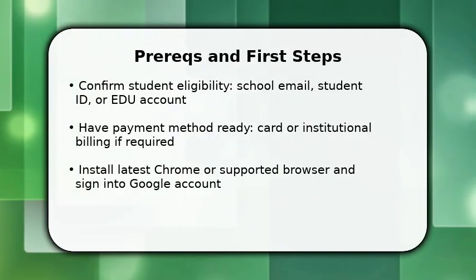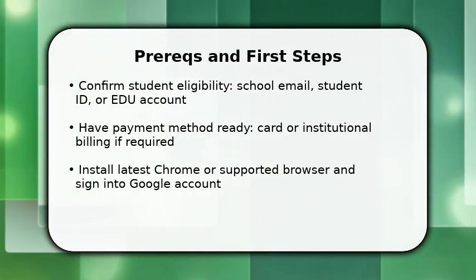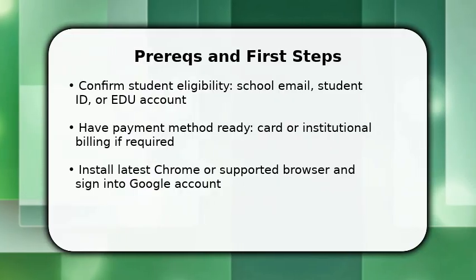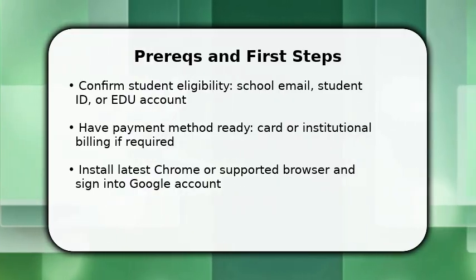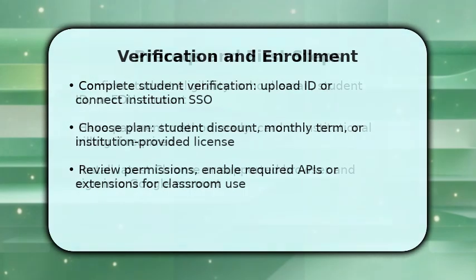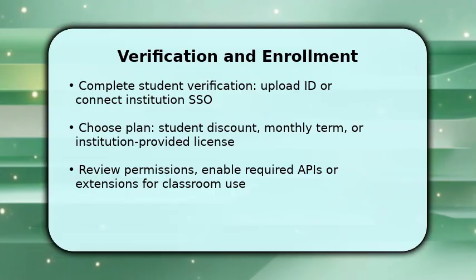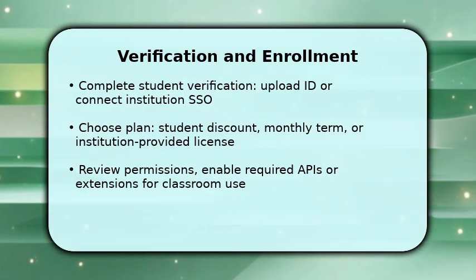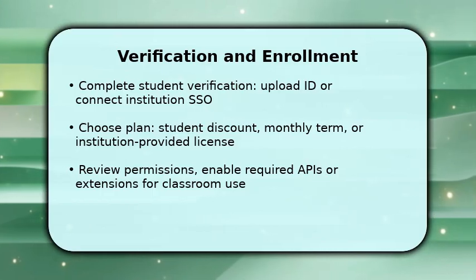You'll then go to Gemini Pro's sign-up flow, choose the student option when prompted. This step moves you from preparation into the actual enrollment process quickly and avoids delays. You'll now complete verification by uploading a student ID or using your institution's single sign-on. This proves eligibility and unlocks discounts.